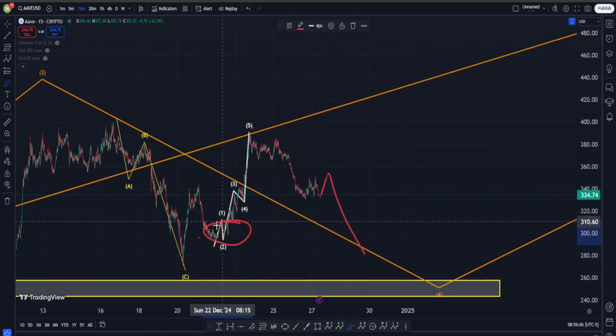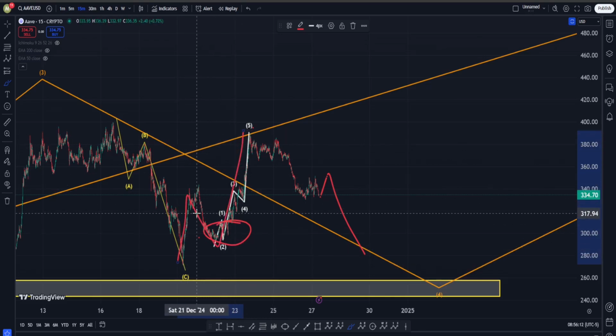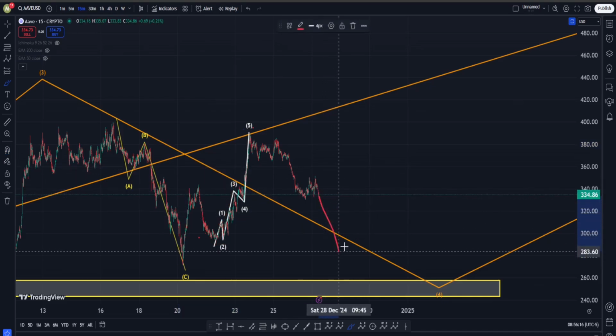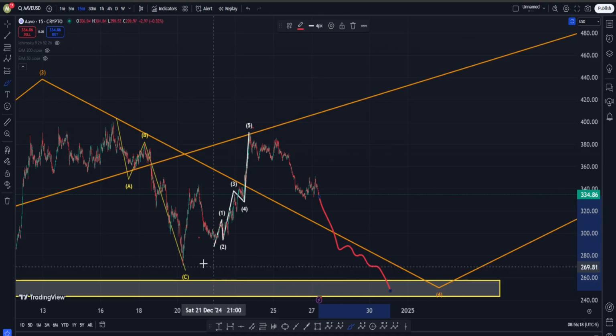Why is that? You see, if from here or maybe a bit higher, we get another move down in order to take this low, at that point, we are just not going to be able to find an impulse in here, and this is just going to be an ABC zigzag, and it means that our move down in AAVE can actually continue a bit more in order to also take the lowest low in here, about $270.